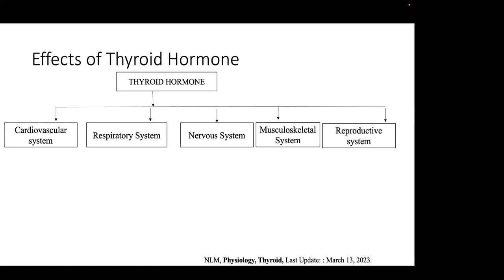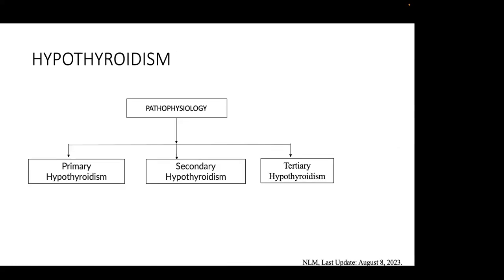Metabolically, there will be an increase in the basal metabolic rate because of the increase in the sodium potassium ATPase pump, and there will be protein production. In addition, there will be an increase in glucose reabsorption, glucose oxidation, and gluconeogenesis as well.